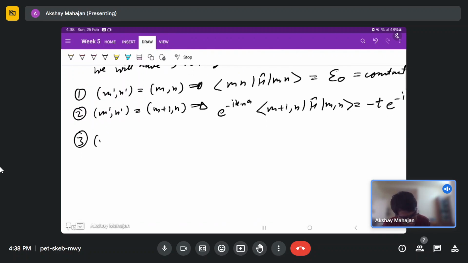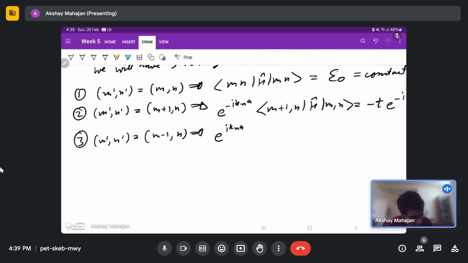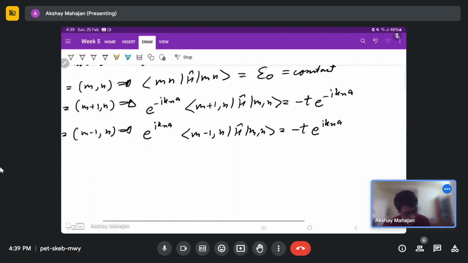Then similarly we will have m prime comma n prime equal to m minus 1 comma n, so you will get e to the power iota kx of a. If you just put m prime equals m minus 1, then we will have m minus 1 comma n, h cap, m comma n, which is again a hopping integral, which we have considered minus t e to the power iota kx of a.